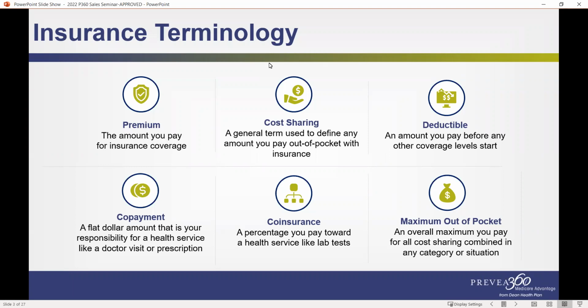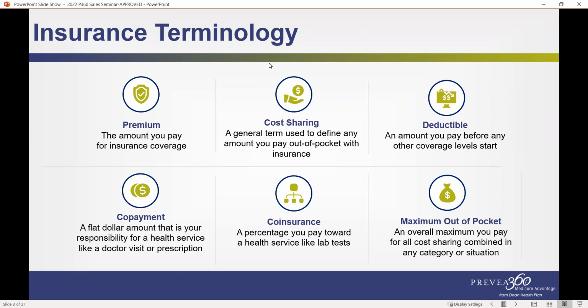A copayment is a flat dollar amount that you pay for a service you received. Like, for example, if you have a $20 copay for a doctor visit, when you go to that visit, you do pay that $20 up front. Coinsurance is very similar to a copay, but instead of a flat dollar amount, it's a percentage. So for example, if you receive a service and you have a 20% coinsurance and that service is $200, you're going to pay $40 for that service.